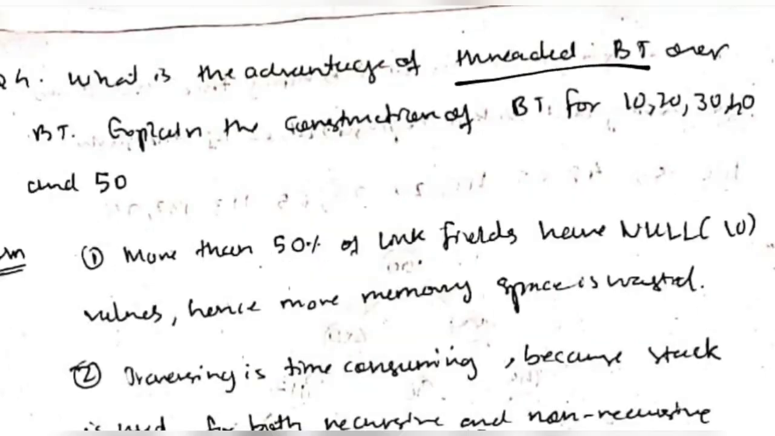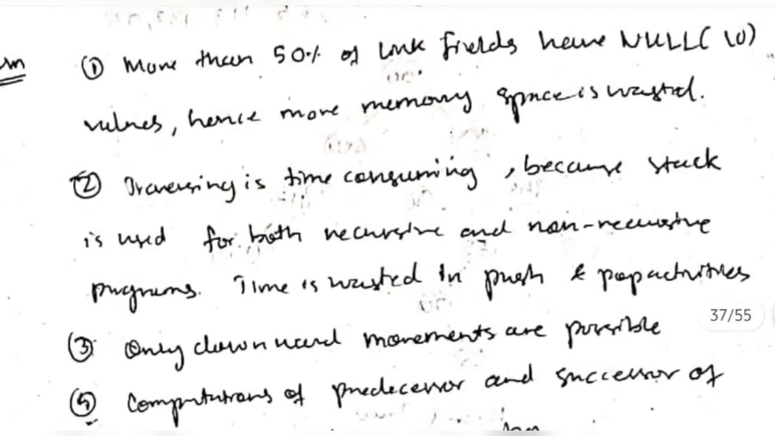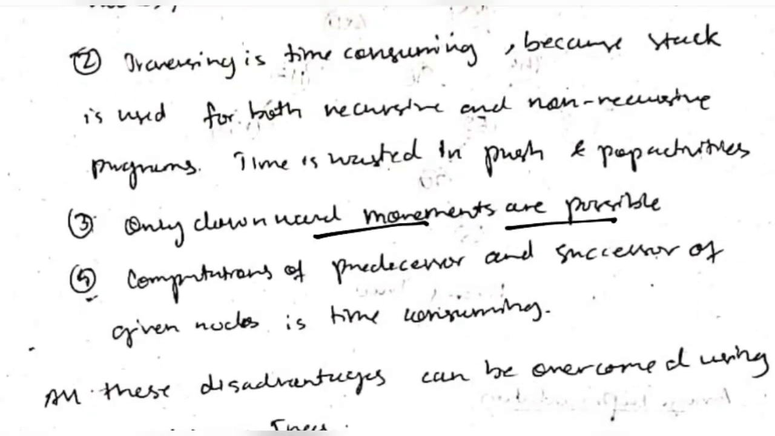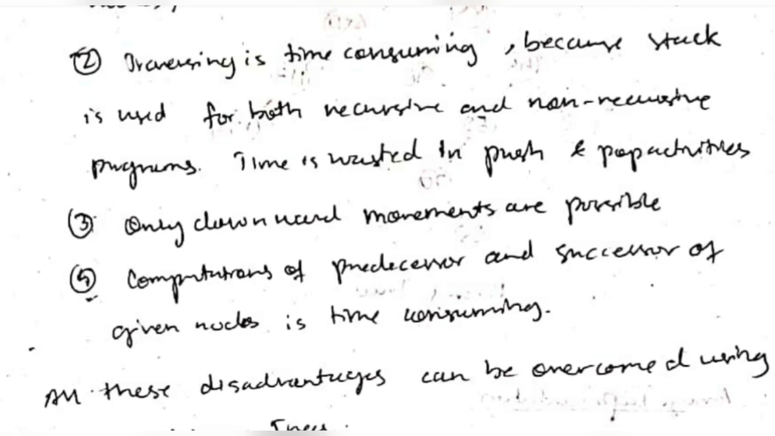What is the advantage of threaded binary tree over binary tree, and explain the construction for the binary tree. Okay, now see, the advantage is that in normal binary tree we'll have more wastage of space because the null links are not utilized, and the time is also more consuming, and only downward movements are possible. But in threaded binary tree you can move upwards also. Computation of the predecessor and successor is time consuming in a normal tree because we won't have the link part for the predecessor and successor. But in threaded binary tree we'll have the predecessor and successor links. Okay, so that's easier.